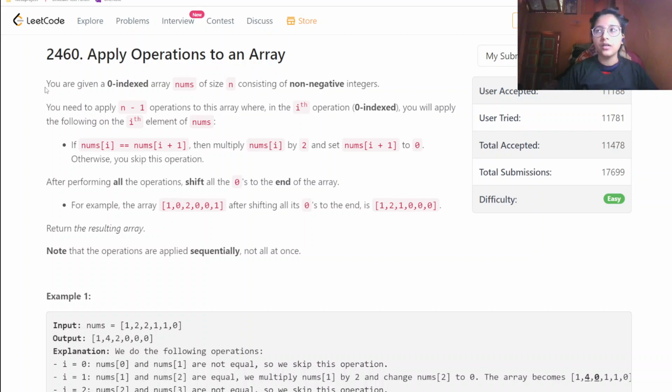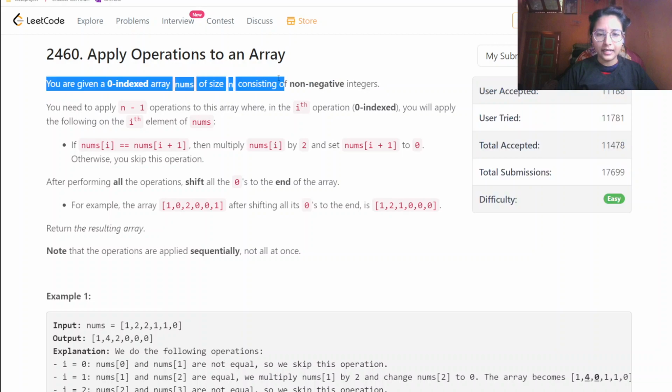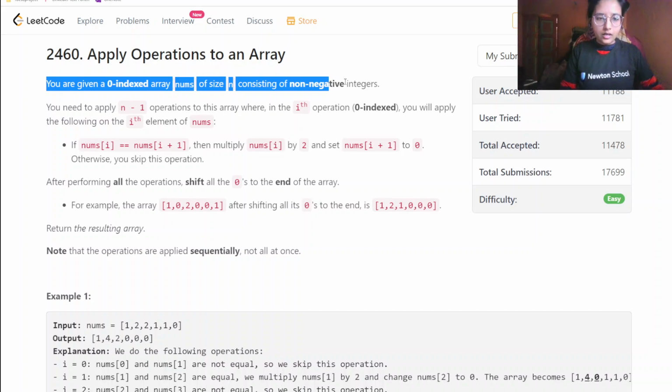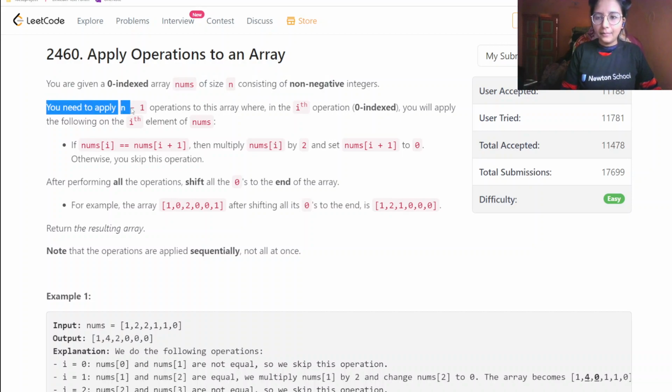So here you are given a zero-indexed array nums of size n, consisting of non-negative integers, and you need to apply n minus 1 operations to this array, where in the ith operation, basically at a zero index, you will apply the following on the ith element of nums.